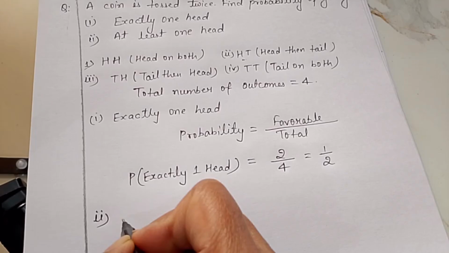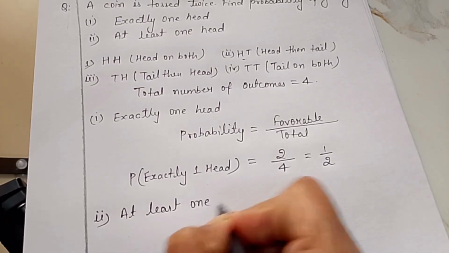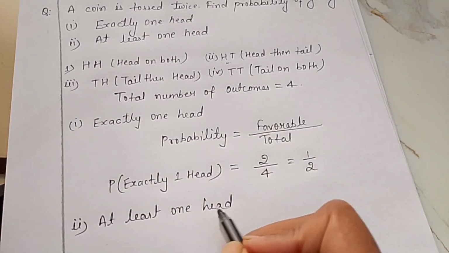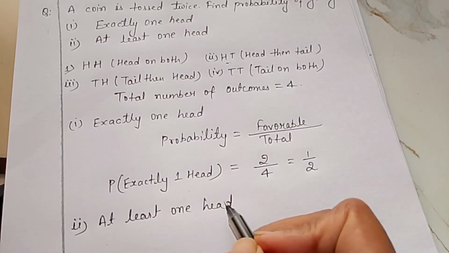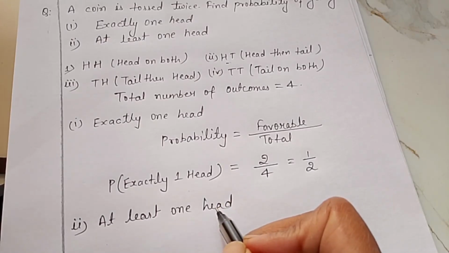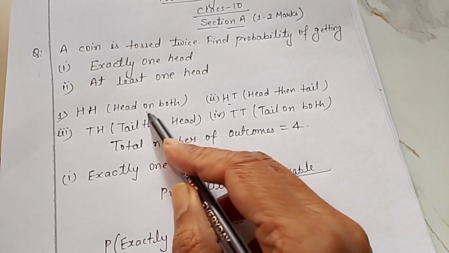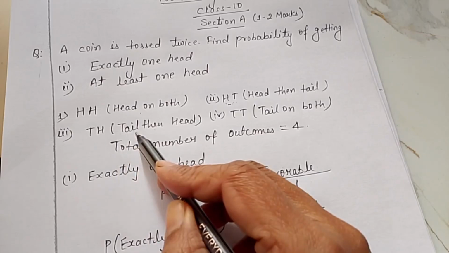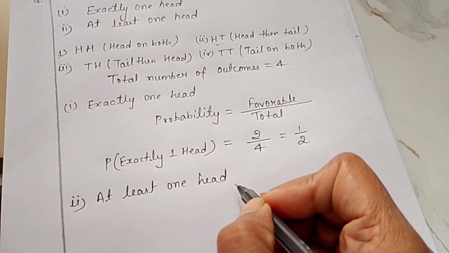Part 2, at least one head. At least one head means one head is fine and 2 heads are also fine. Basically, any result except 2 tails. Checking our list again. HH, 2 heads. HT, 1 head. TH, 1 head. This gives us 3 favorable outcomes.